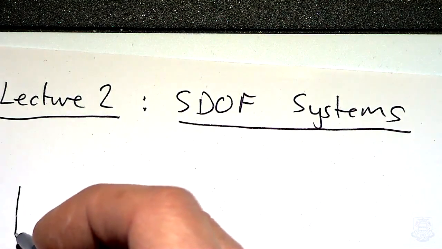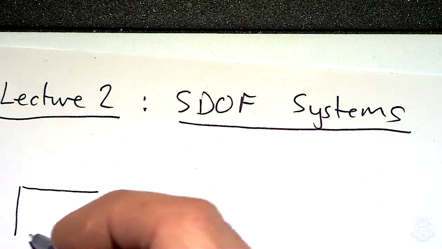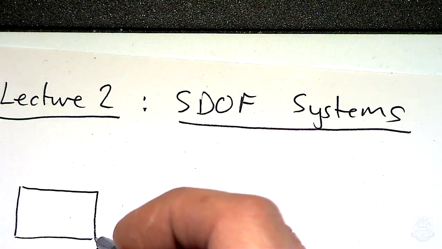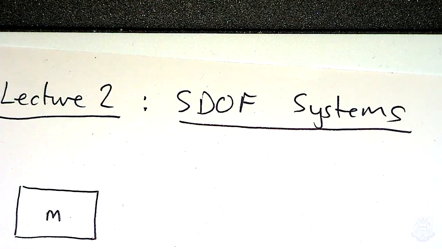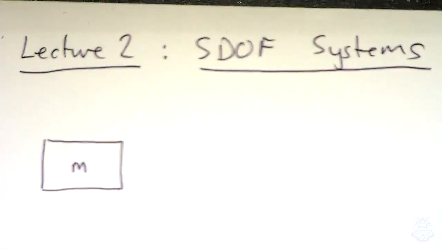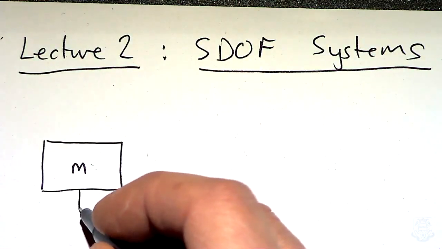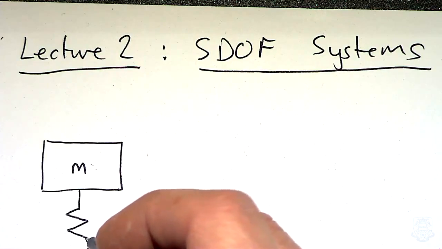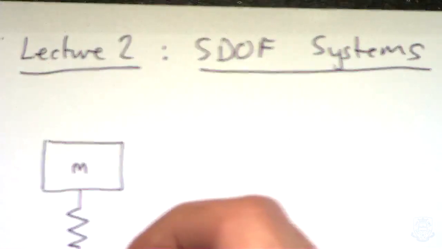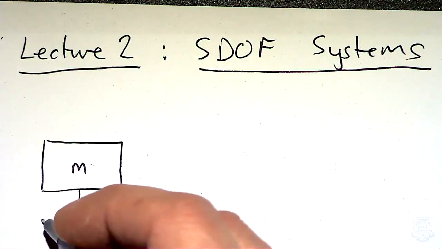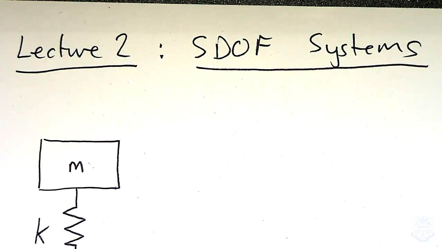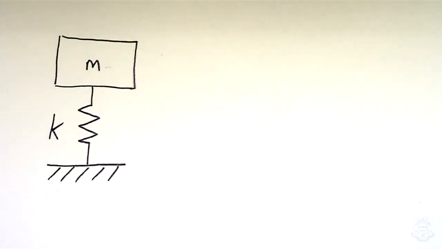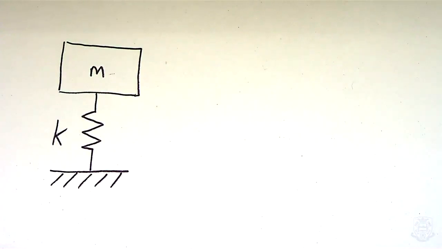So what is a single degree of freedom system? Well, the most common one that you're going to find consists of a mass, which we call M, and a spring, which we're going to call K. So there's several different ways that single degree of freedom systems can be represented, but that's a very common way.